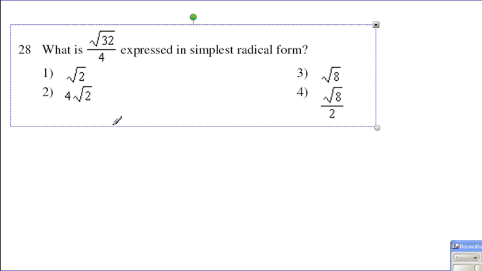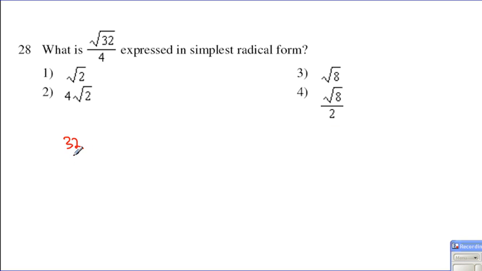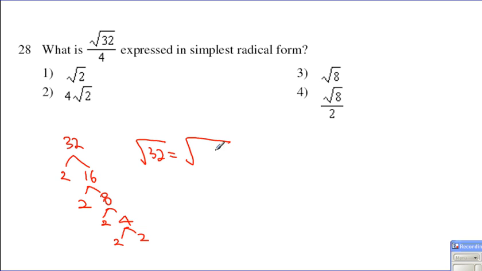We need to simplify this one. We have square root of 32. What makes square root of 32? If you look at 32 once again, you will realize that this is 2 and 16, 2 and 8, 2 and 4, and then 2 and 2. So in fact we have 1, 2, 3, 4, 5. So in other words, square root of 32 becomes 2 squared times 2 squared times 2.